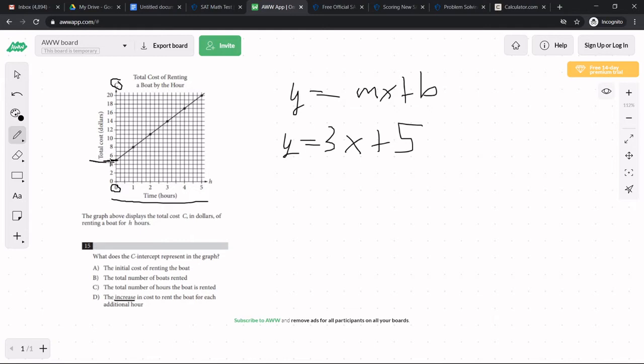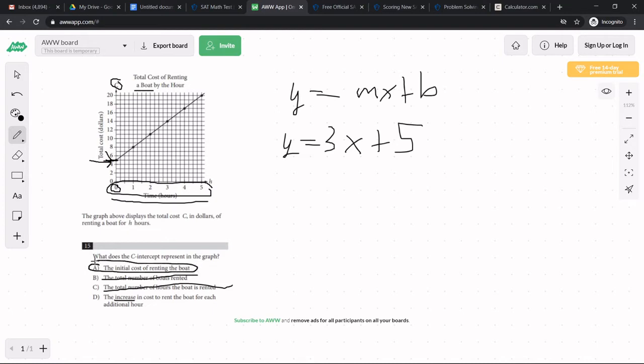The y-intercept is a point on the graph, so it shouldn't have any correlation in telling you how long the boat has been rented. That's what this axis is for, right? So you can cross out this and this. The total number of boats rented, this graph is the total cost of renting a boat by the hour, so it's not going to be multiple boats. So it has to be the initial cost of renting the boat.